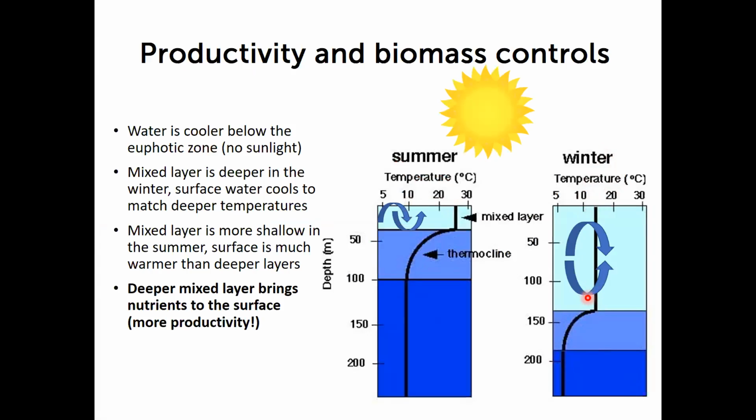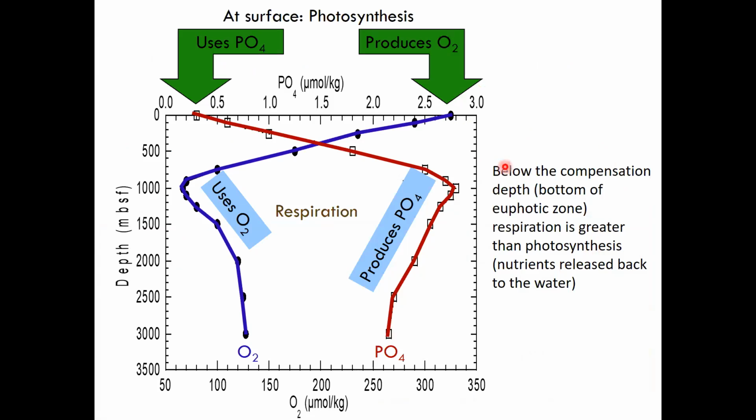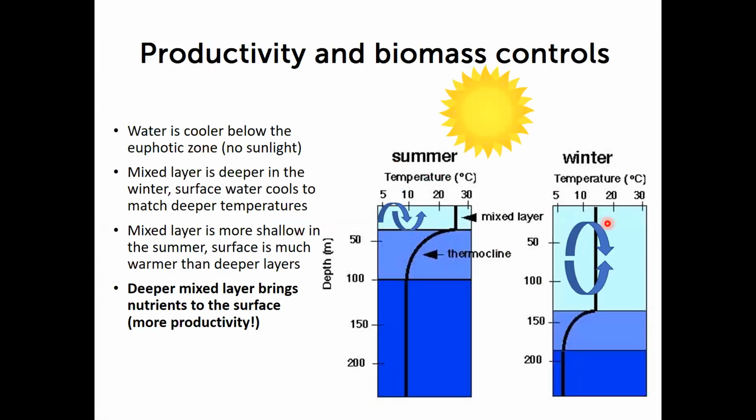And this is important because remember, as we get deeper, and I'll flip back to the last slide, as we get deeper in the water column, we have release of nutrients. So when the mixed layer becomes deeper, we start mixing this deeper nutrient water back up to the surface. Those nutrients that are being regenerated down here are going to be mixed up back to the surface, and then primary producers are going to use those nutrients.